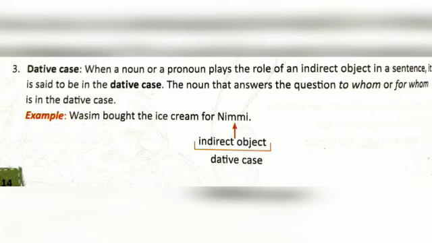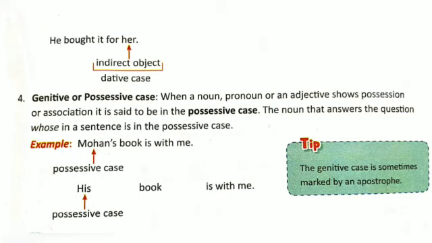Then the second one, he bought it for her. So he bought it for whom? For her. For is the preposition and after for, her is there. Her is the indirect object. That is why her is the dative case.